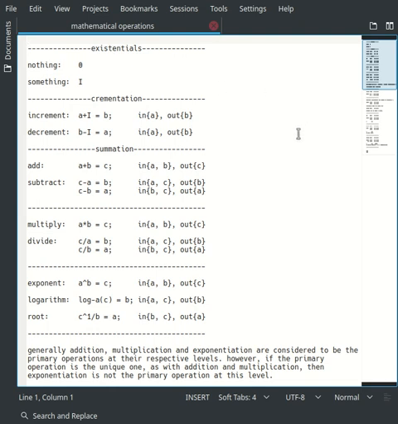Anyway, so we start with existentials, 0 or nothing, and unit, something. It's not really 1, it's not a number yet. It doesn't exist as a number yet. And then you get into incrementation, which gives you incrementation and decrementation. And so what I was doing is I was looking at the in and out.